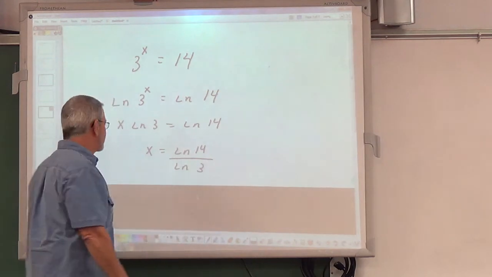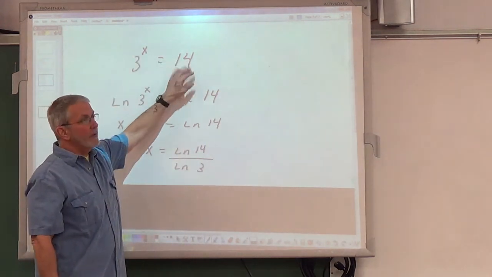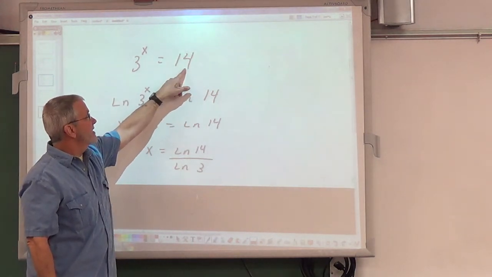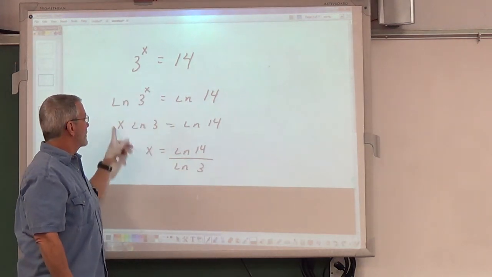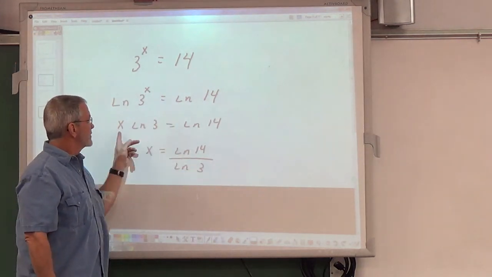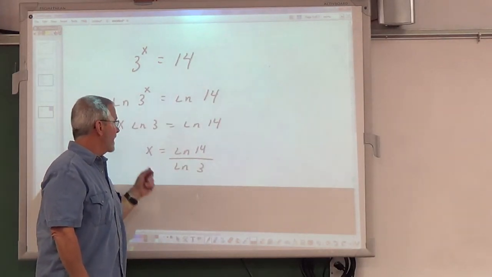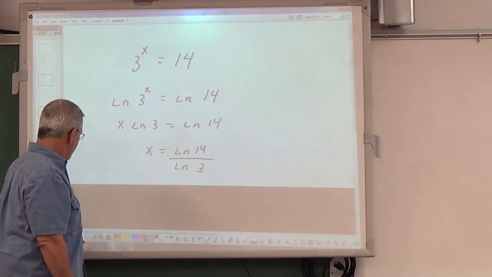That's correct. Okie dokie. So if I have an exponential equation, I can't write 14 as a power of 3. I ln both sides, use the property of logarithms, solve it as I would any equation of this type. X is equal to ln of 14 divided by ln of 3. Next example.